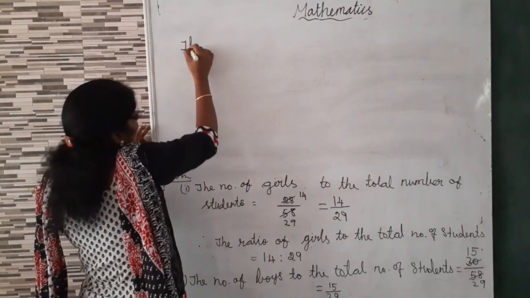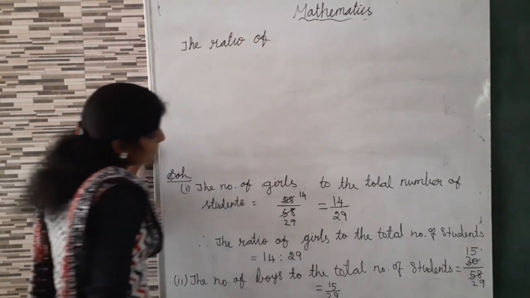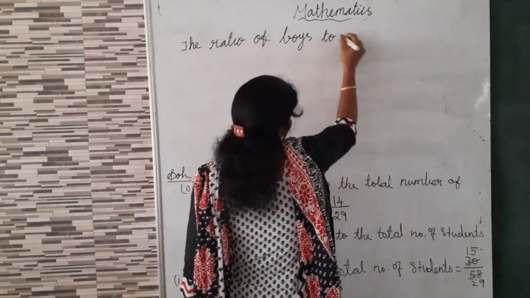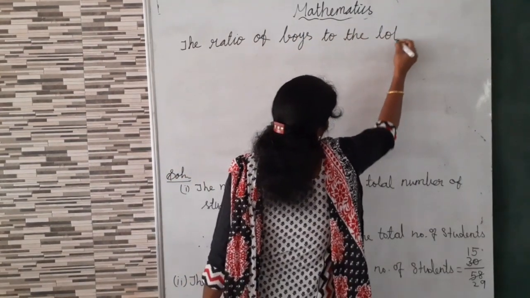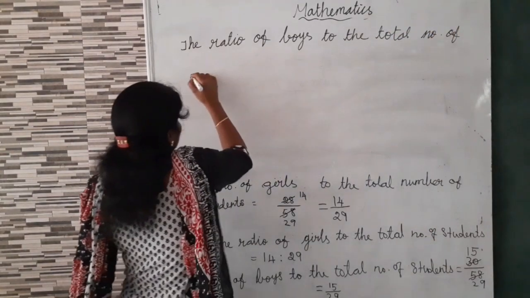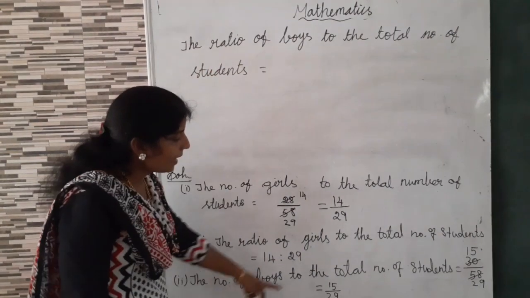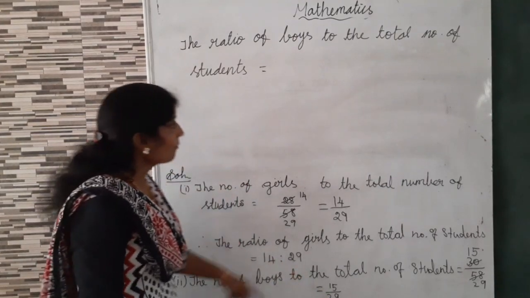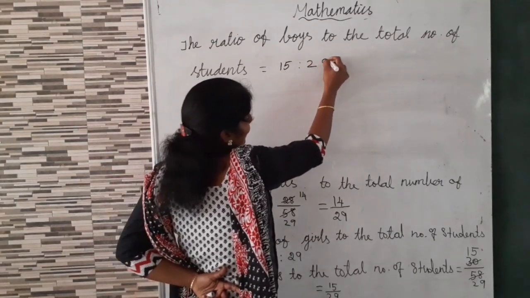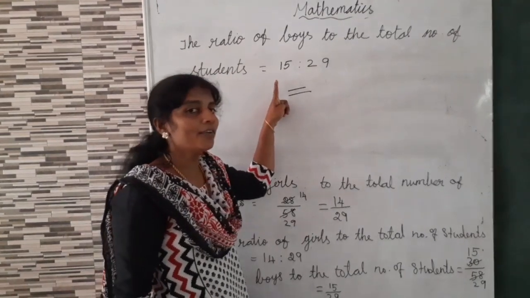The ratio of boys to the total number of students is equal to 15 by 29. How can you write in ratio form? 15 is to 29. Okay. This is the ratio of boys to the total number of students.